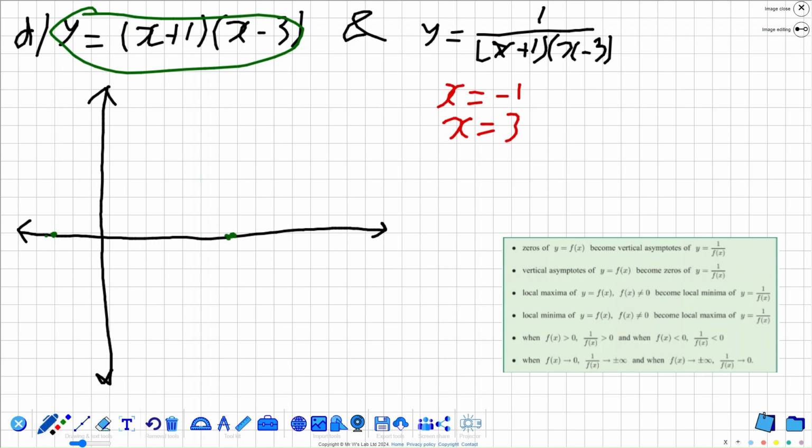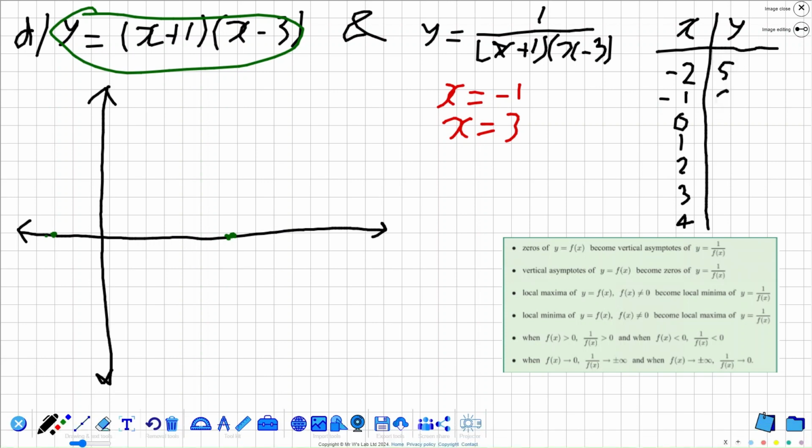And then we can create a little table quickly again and have a look at a few values, for x and y. Have a look at -2, -1, 0, 1, 2, 3, and maybe 4. So -2 is going to give us 5. -1 will give us 0. 0 will give us -3. 1 will give us -4. 2 will give us -3. 3 will also give us 0. And 4 will give us 5, like that.